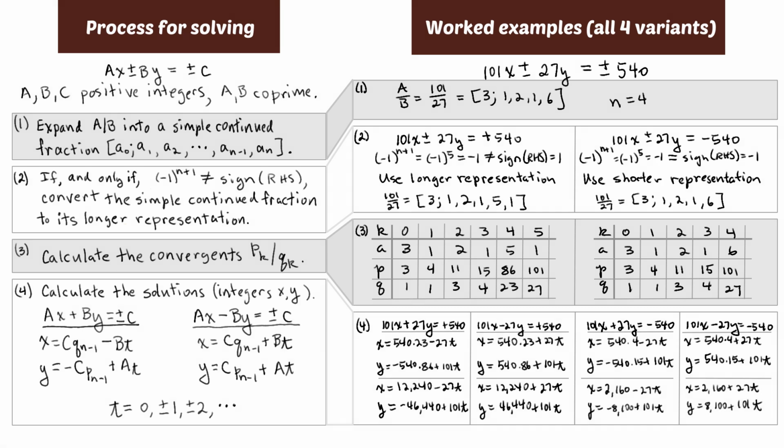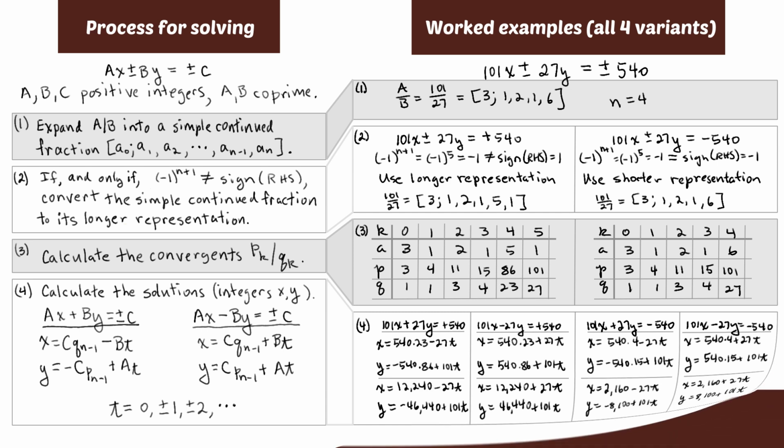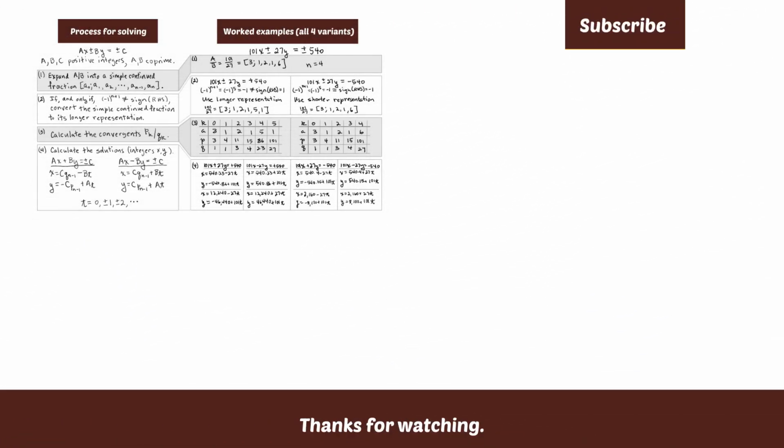You can check them by finding some pairs of x and y and see if they satisfy the equation, or you can substitute the expressions for x and y into the equation and see if it simplifies to what is on the right-hand side. For example, you could take these expressions for x and y, substitute them into this equation, and see if it simplifies to positive 540. It does. We did this in part 3. In this video, we showed how simple continued fractions can be used to solve the variants of our linear Diophantine equation. That's all for now.